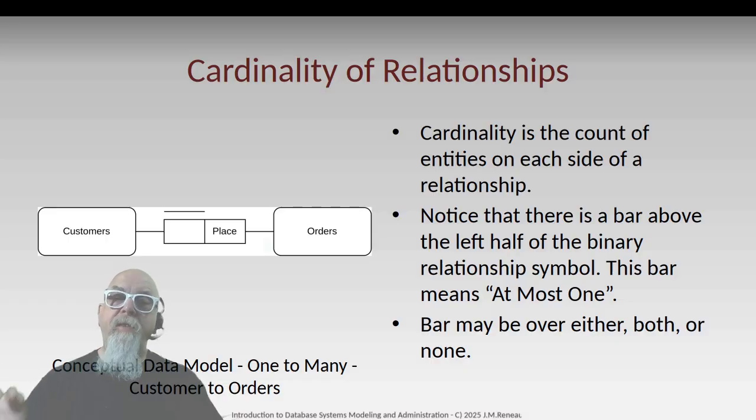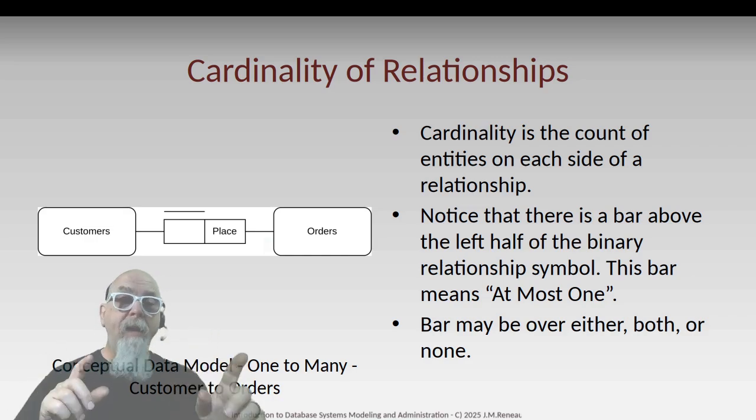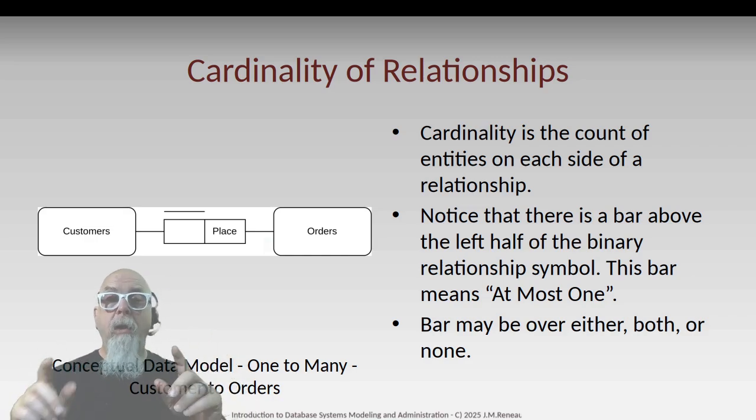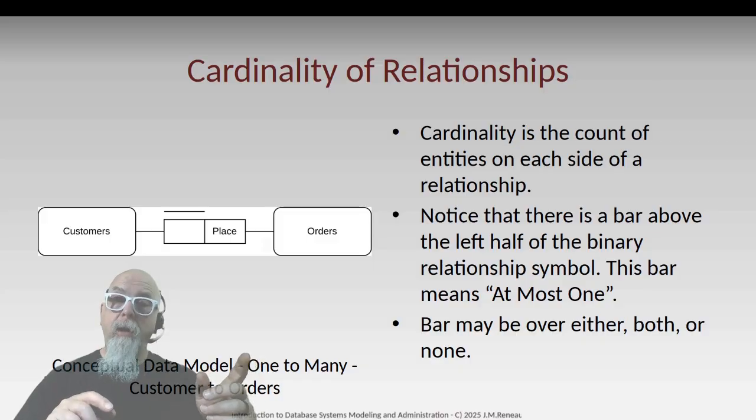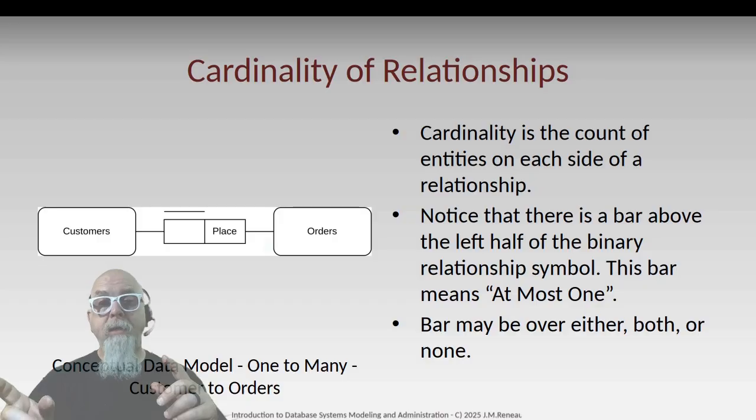Now let us define a word called cardinality, and then we'll talk about the cardinality of relationships. Cardinality is the count of entities on each side of the relationship. For instance, let's look at the binary relationship between customers and orders. A customer places an order, but an order is placed by one and only one customer.